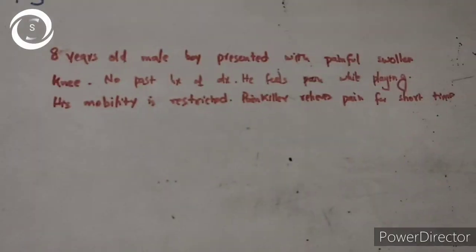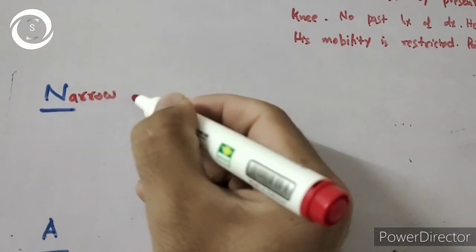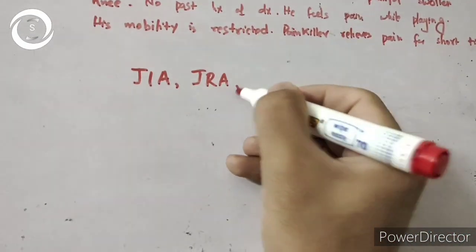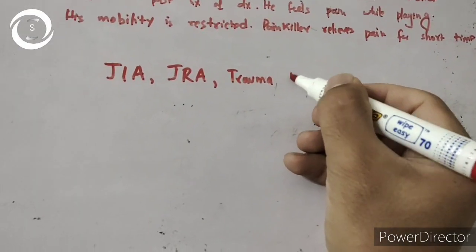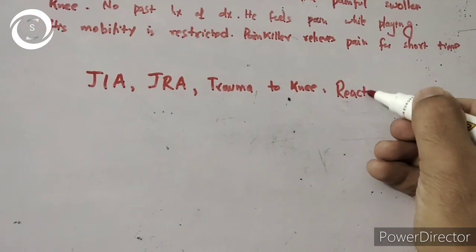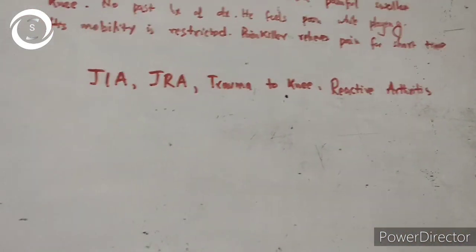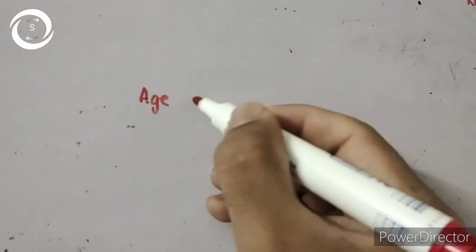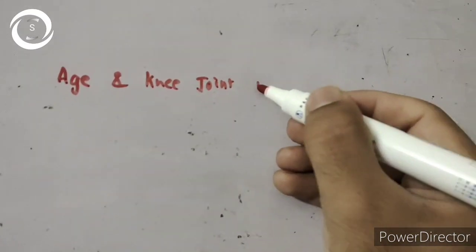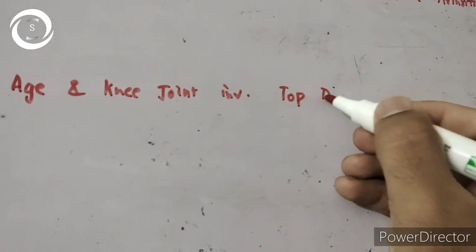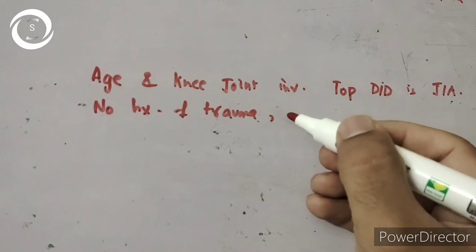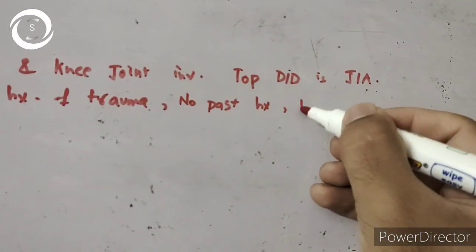So now what are your differential diagnoses? N for narrow down the differentials. It means just the top most probable diagnoses. The differential diagnoses are juvenile idiopathic arthritis, reactive arthritis, trauma to the knee, juvenile rheumatoid arthritis. Now A for analyze the differentials. Given the age and one joint, especially the knee joint involvement, the top differential will be juvenile idiopathic arthritis. As there is no history of trauma, trauma to the knee is ruled out; no past history, so reactive arthritis is ruled out; and no other joints are involved, so no JRA.